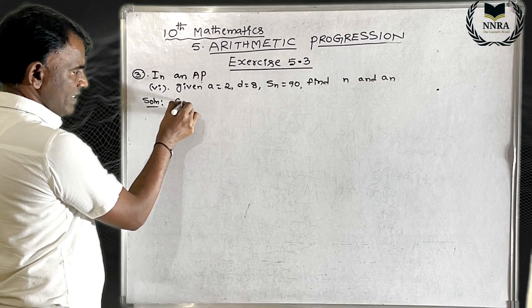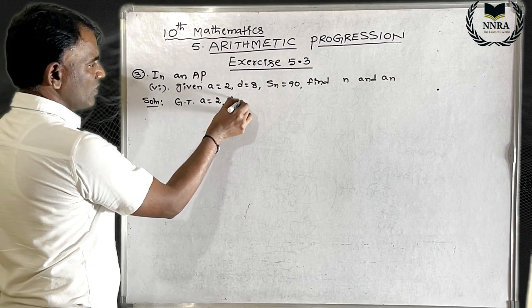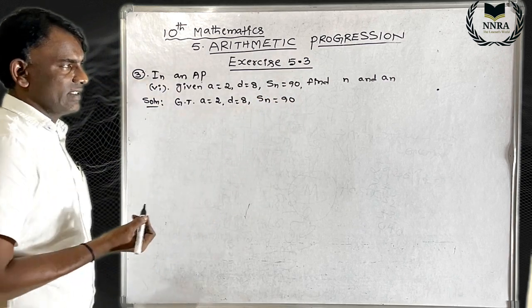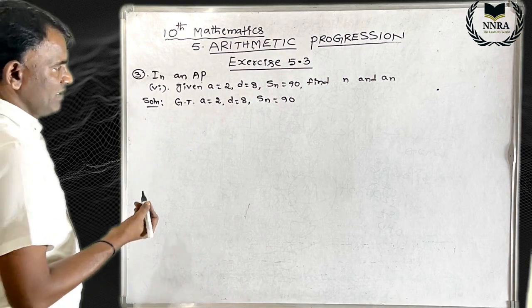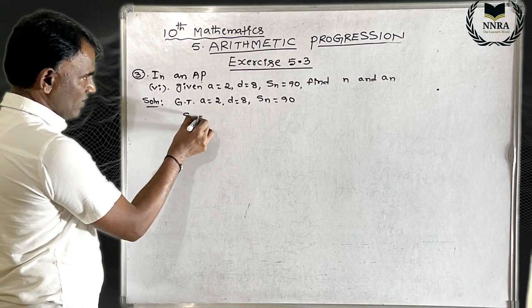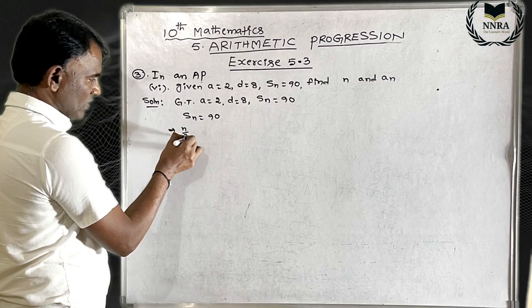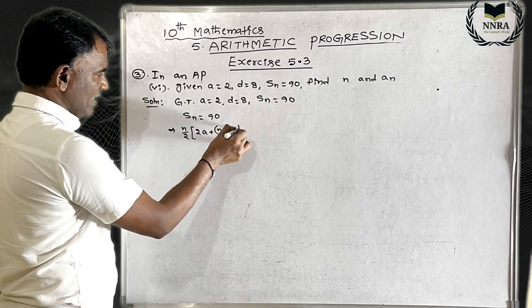So given that a equal to 2, d equal to 8, Sn equal to 90. So we'll find n value and an value. Okay. Now again write Sn here. What is that? 90. Now what is the formula of Sn? n by 2 into 2a plus n minus 1 into d.